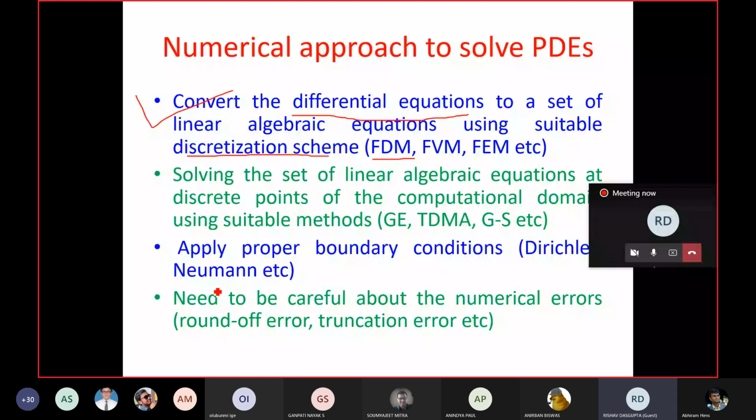For understanding how Navier-Stokes can be solved: Navier-Stokes is a partial differential equation, so you need to know how partial differential equations are solved. Then you need to know how to choose and how to apply.